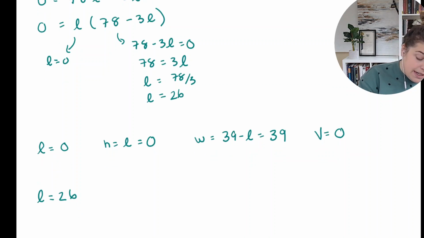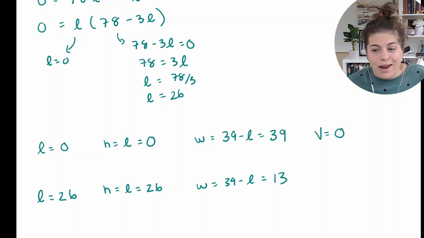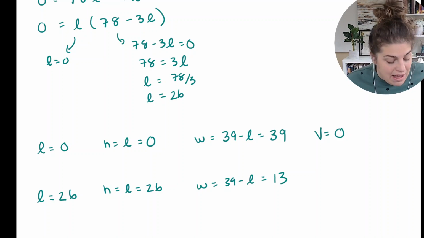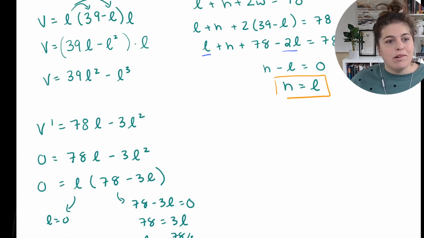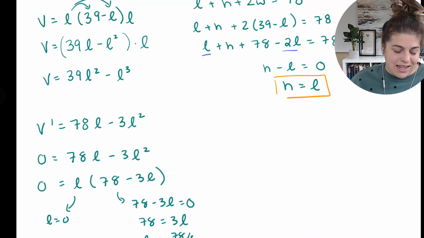Here for L equal to 26, again, height is equal to length, so height is also equal to 26, and W was equal to 39 minus that length, so we're going to get 13 there. And again, exact same answer as we got above. You'll get to the same final place. If you were doing this on an exam or something, it really doesn't matter which one you solve for. I just wanted you to recognize it.